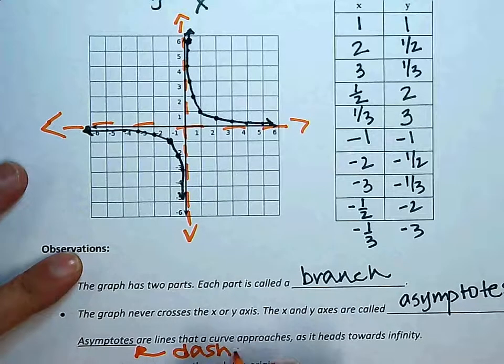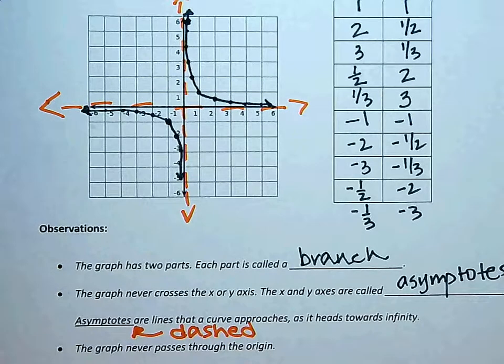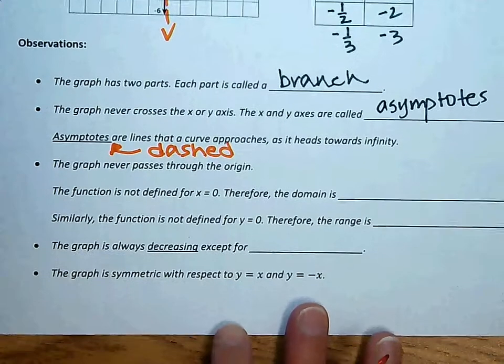So when I say it's imaginary, if you would draw the line solid, it makes it look like that's part of your graph, which is not. It's just the line that it's approaching.